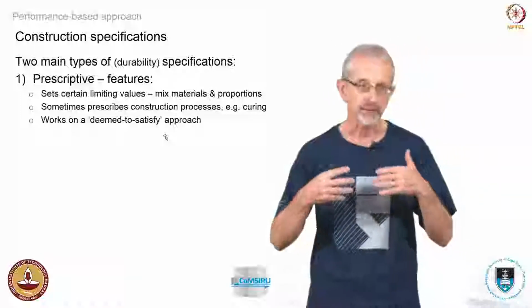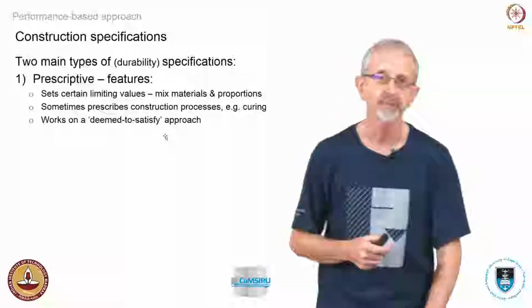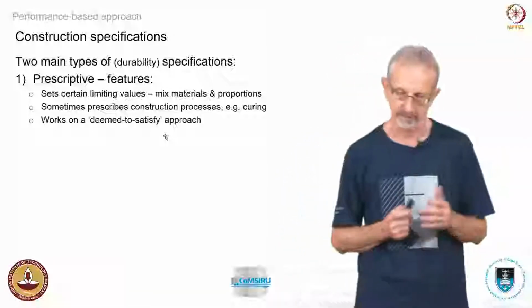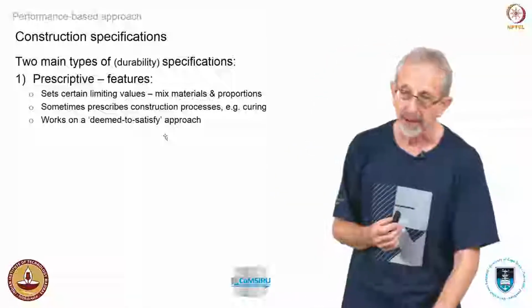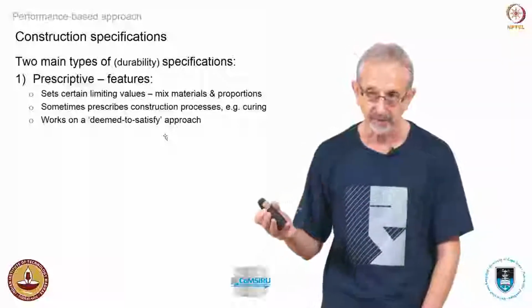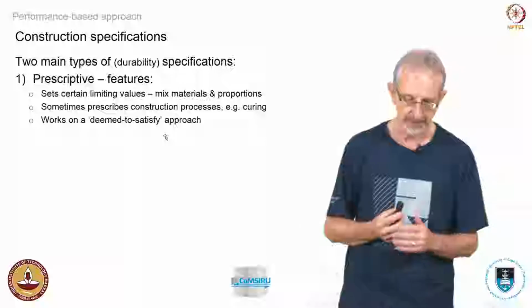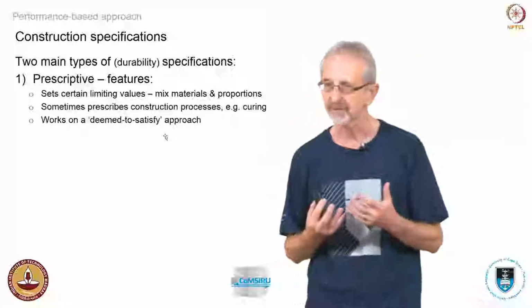This is the norm, if you like, at the present time. And the features of a prescriptive approach are that it sets certain limiting values for the concrete, mixed materials, mixed proportions, and things like that. It might prescribe construction processes, it may or may not, but often does. For example, how you should cure, how you should finish, and things like that. And it works on what we call a deemed to satisfy approach.